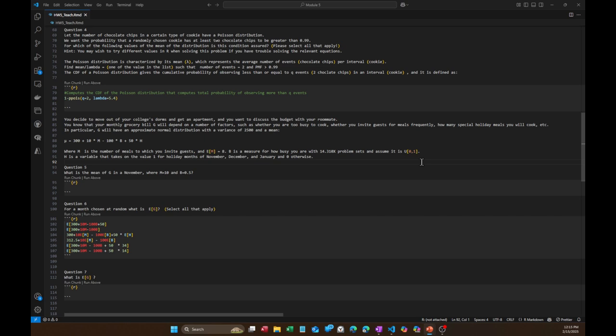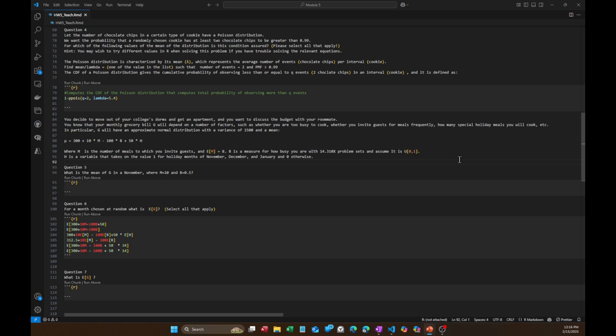Let's dive into it. You decide to move out of college dorm and get an apartment. You want to discuss budget with your roommate. You know that your monthly grocery bill G will depend on a number of factors, such as whether you are too busy to cook, whether you invite guests for a meal, and how many special holiday meals you will cook, etc.